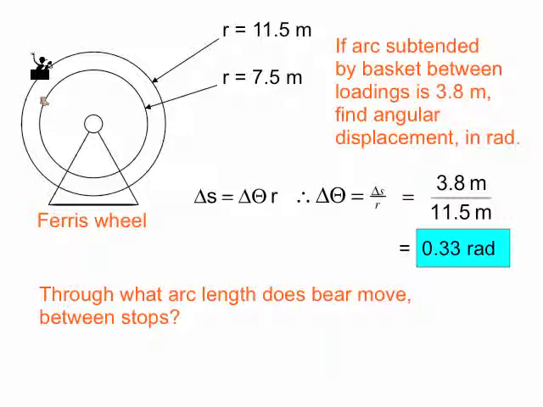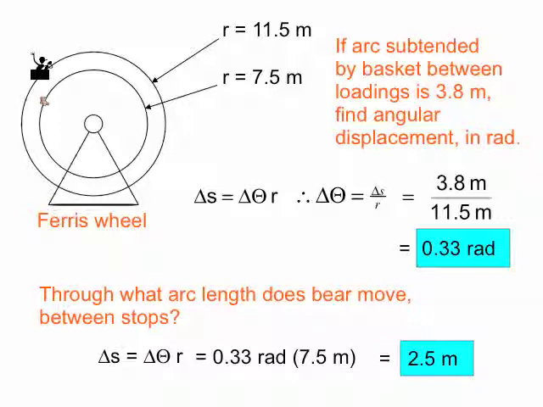Okay, so next question is, for the inner circle, what's the arc length between these stops? So the inner circle is going to move the same angular displacement. Only now we're dealing with a radius of 7.5 meters. So what's the arc length on the smaller one? It's less. It's 2.5 meters. Same angular displacement, smaller radius, smaller arc length.